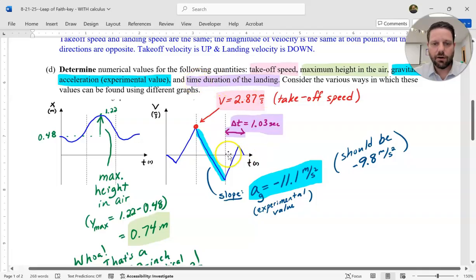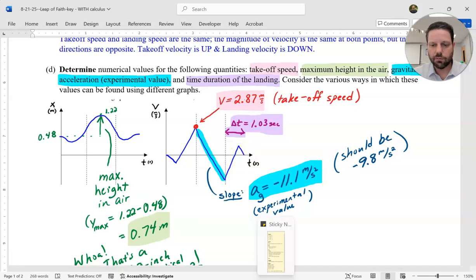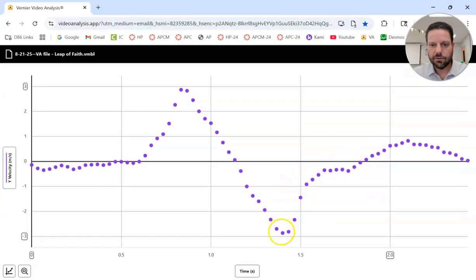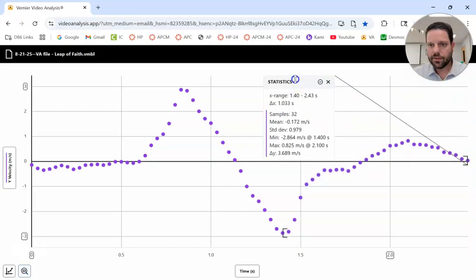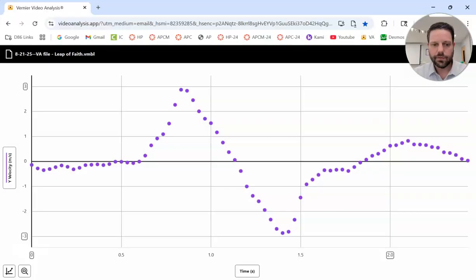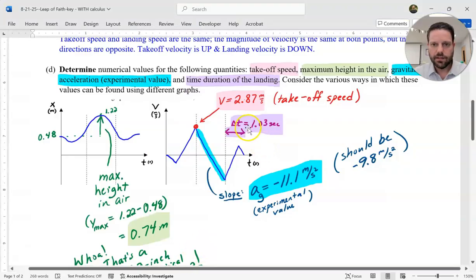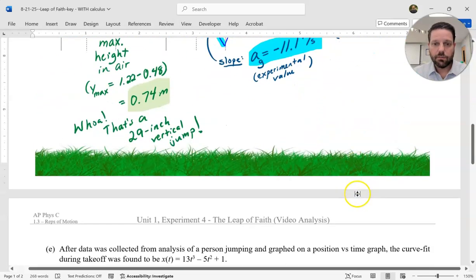And the time duration of the landing, all I'm going to do is go highlight the point where he lands to where he's no longer moving. And in that case, I was saying he landed right about here. So I'm going to highlight how long it took from when he began contact with the ground to when he was standing up. And you can see here that the overall range along the x-axis, which is time, is 1.033 seconds. That's what you can see here highlighted in purple. So that's going to be for the front side.